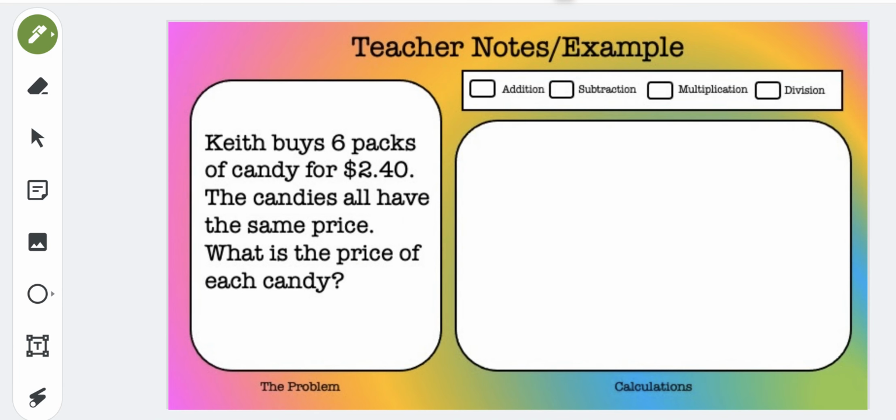Here we go. Here it says Keith buys 6 packs of candy for $2.40. Okay, the candies all have the same price. Okay, what is the price of each candy? All right, so again, Keith goes in the store. Okay, he buys 6 packs of candy for $2.40. Right, he wants to know what the cost of each pack is. So this is actually going to be a division problem. And we're going to divide $2.40 by 6.